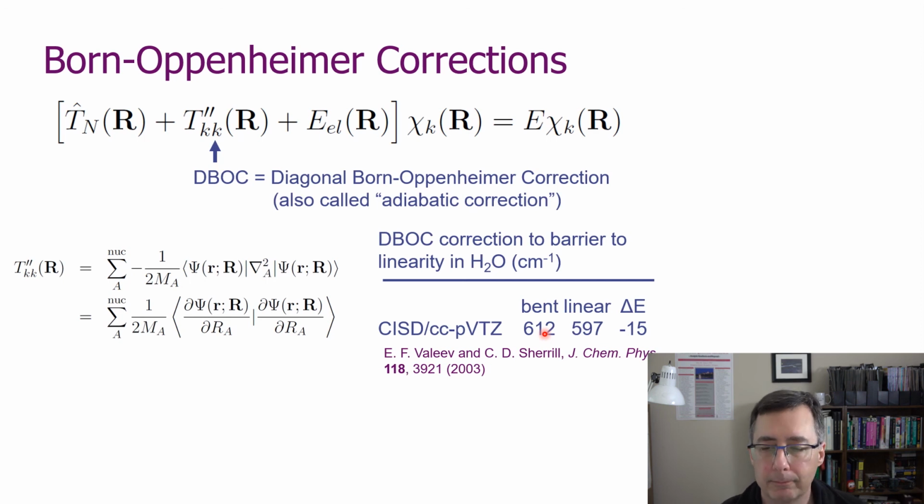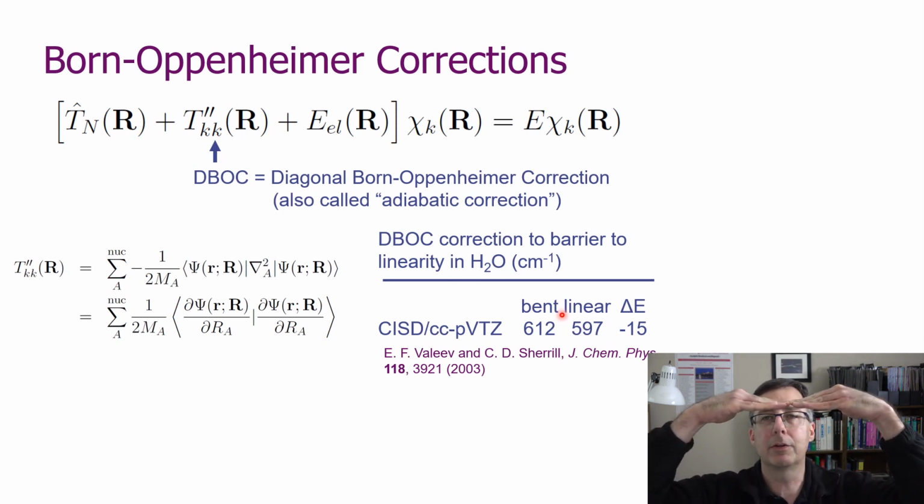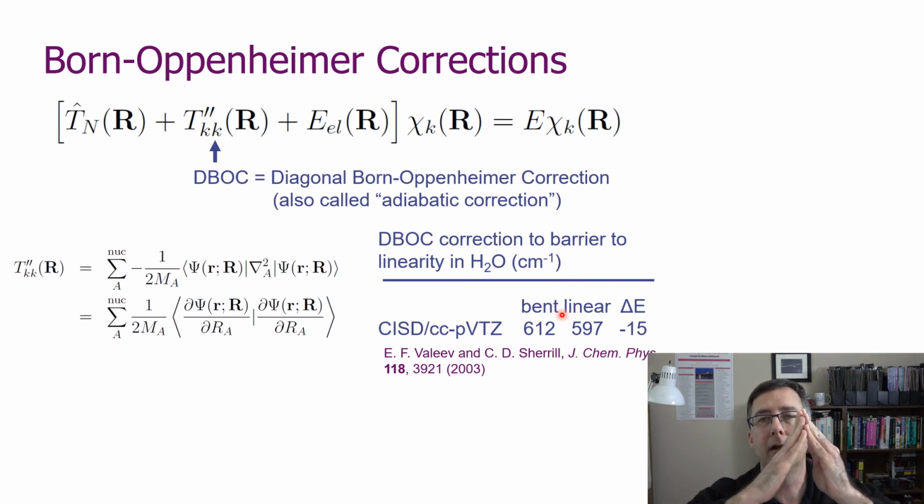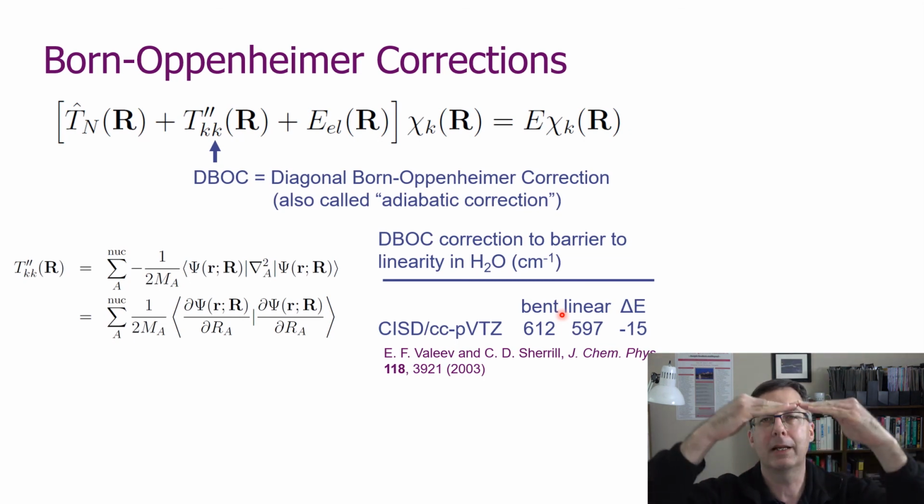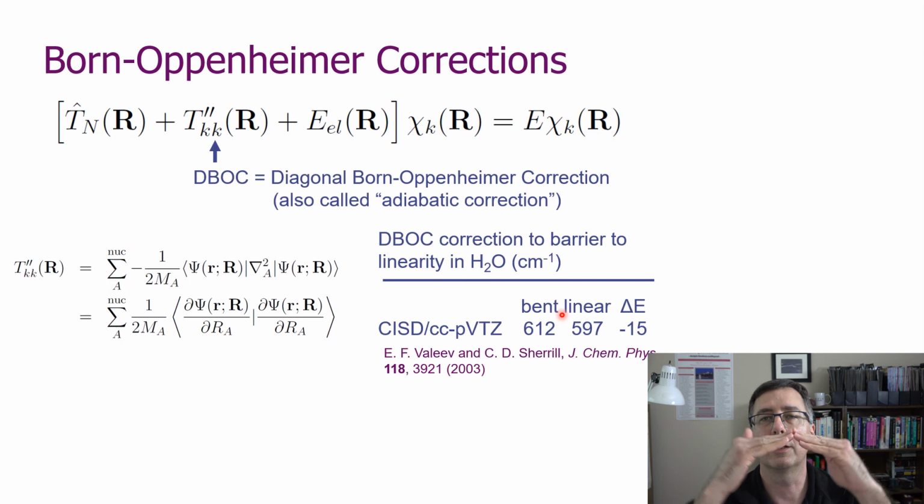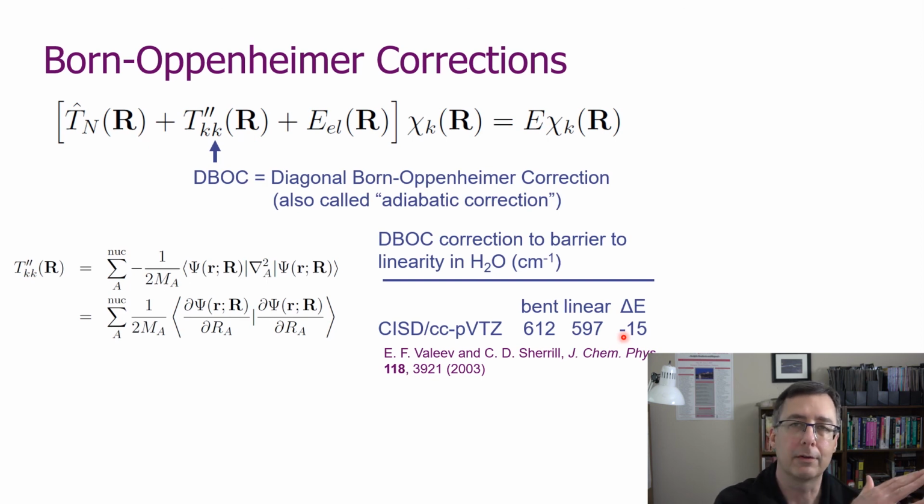So how do people get away with this? Well, it's almost the same if I take water and make it linear, which is of course unnatural, but if you have a high enough thermal energy, water can bounce around and it might occasionally turn almost linear. And so you might ask, what's the energy difference between bent and linear? Well, the Born-Oppenheimer correction is 612 wave numbers for bent, 597 wave numbers for linear, for a difference of only 15 wave numbers. So if all you wanted to know was how much energy it takes to go from bent to linear water, if you ignored the Born-Oppenheimer correction, you'd get a certain answer. If you included it, you'd get another answer, and those answers would be different by about 15 wave numbers at this particular level of theory.